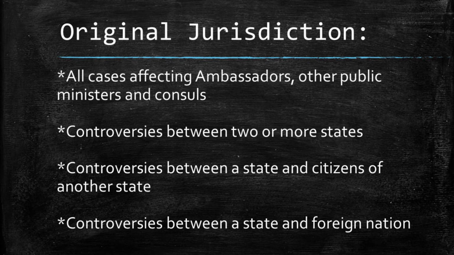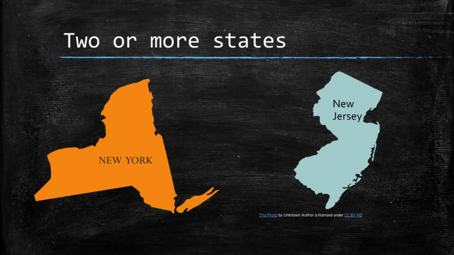It's also going to have original jurisdiction in controversies between two or more states. So let's say that the state of New York is dumping a whole lot of trash into its waters, and those waters are then connecting to New Jersey and polluting New Jersey.